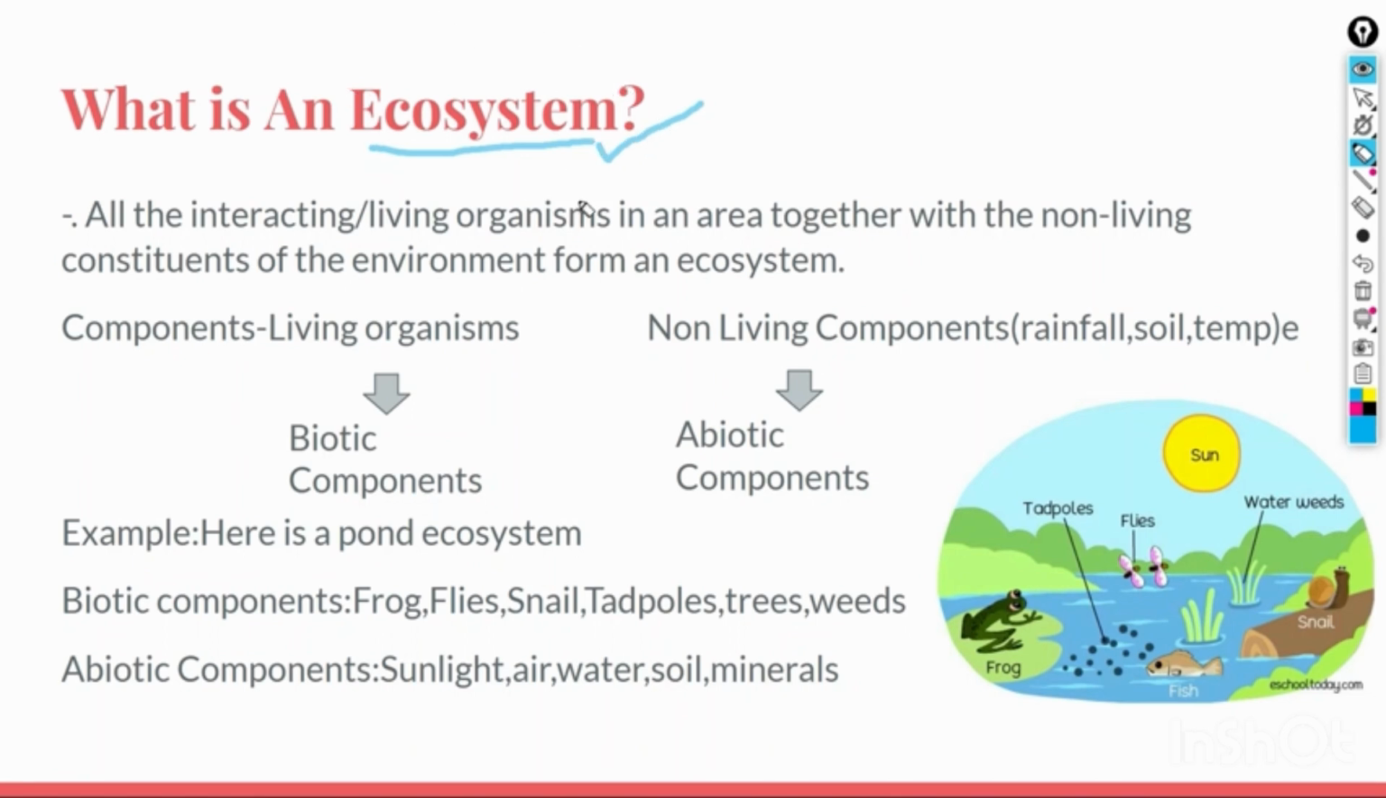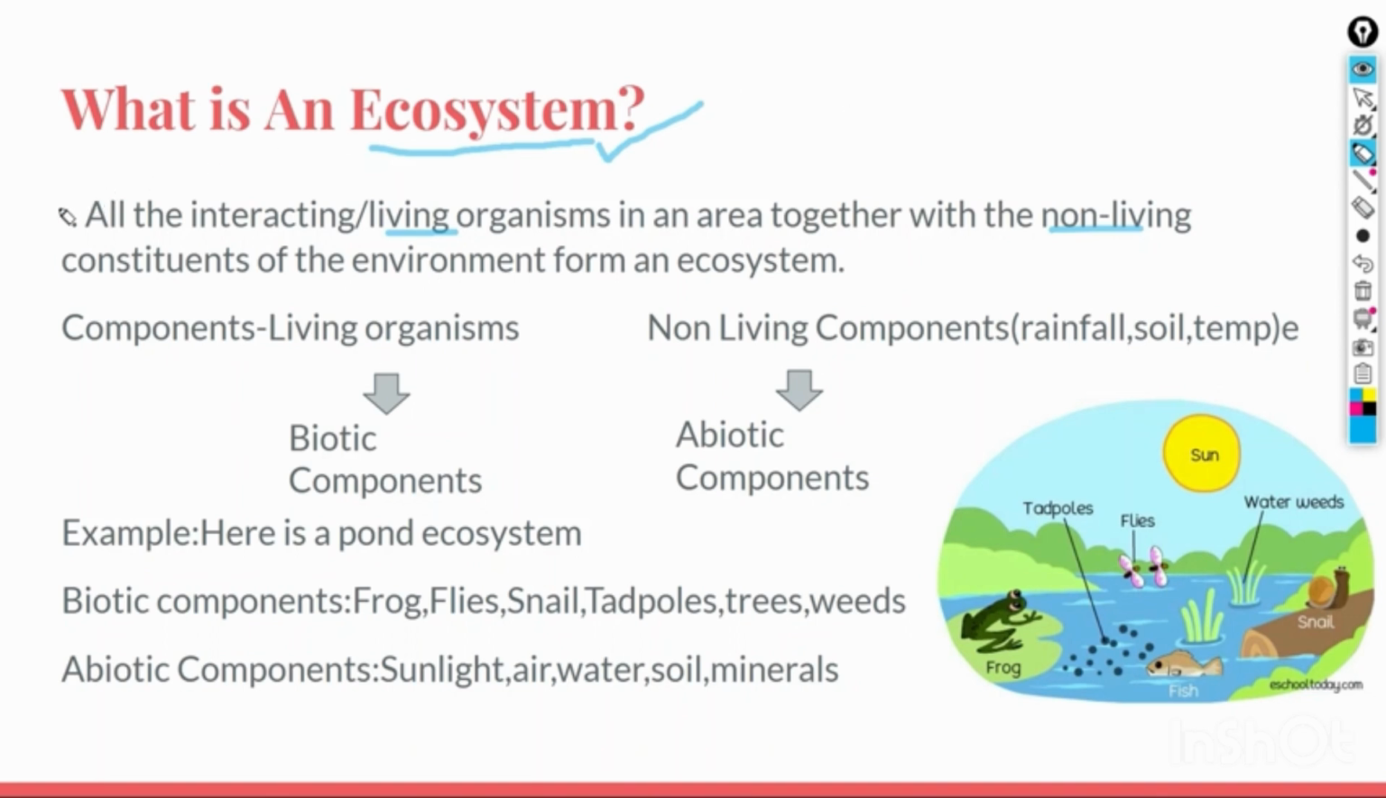We may have heard about it. Ecosystem is the combination or the interaction between the living organisms and the non-living organisms. If you look at your surroundings, you can see various living components and various non-living components interacting with each other so that life can sustain. Such an interaction is called an ecosystem.